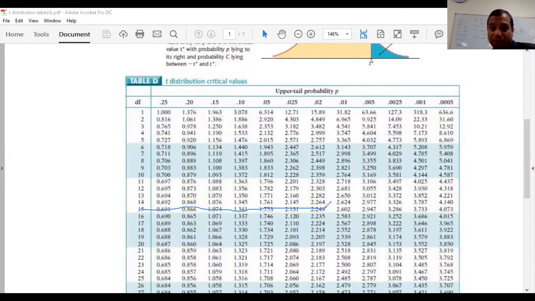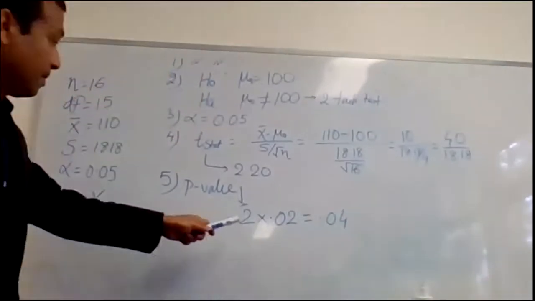This step is important. And now you see the corresponding p-value from here. The corresponding p-value from the t stats we are getting is 0.02. And using the decision rule, it is 2 times. So you will get the p-value as 0.04. Try to understand this one. This step is very, very important.